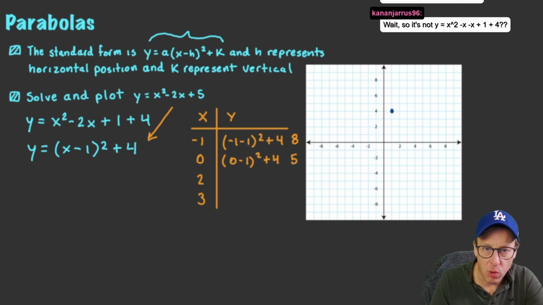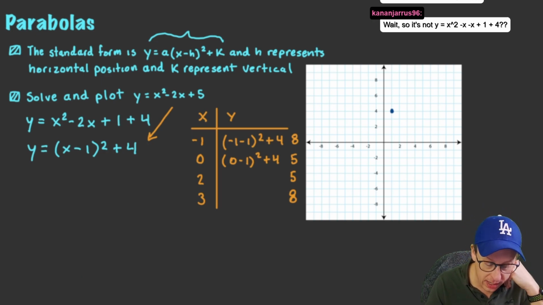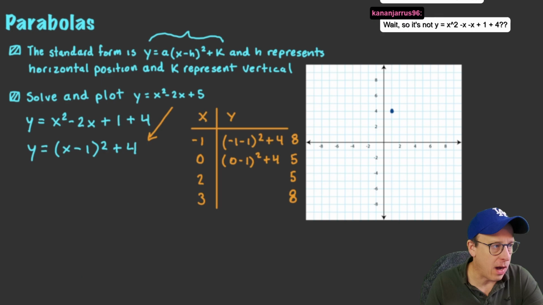And I think you get the point here. For our other two values, we're going to get 5 and again 8. So what we're going to be able to do now is to go and actually plot these out onto the screen.